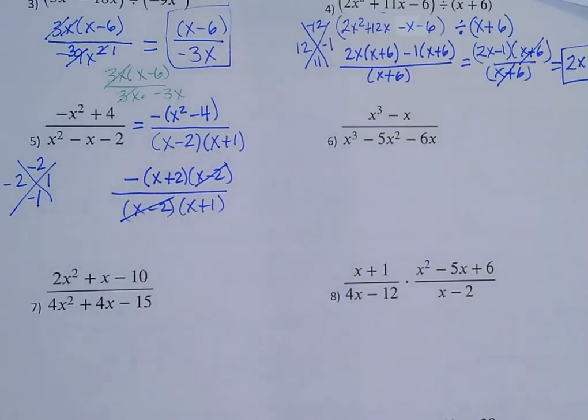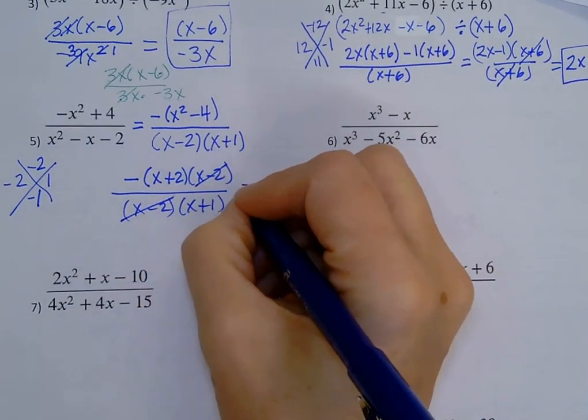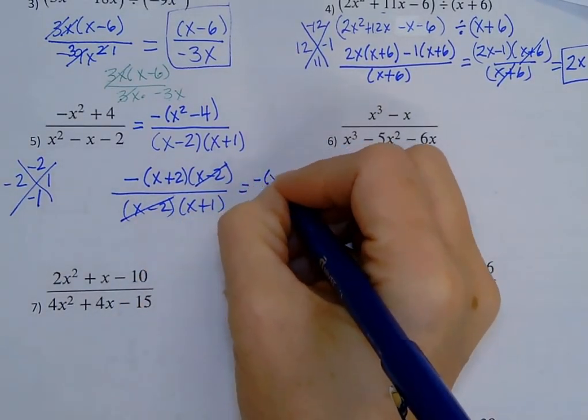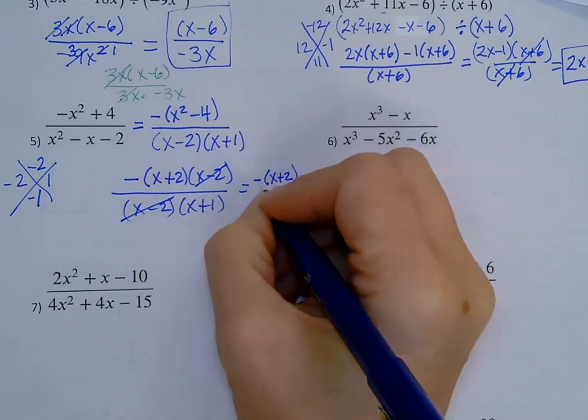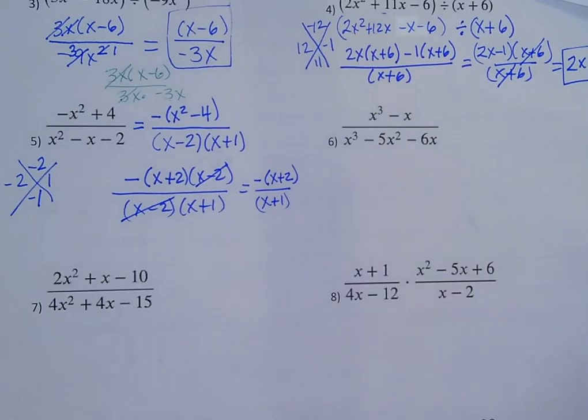And so my answer is going to be the negative of x plus 2 all over x plus 1. You can have the parentheses or not, it's up to you.